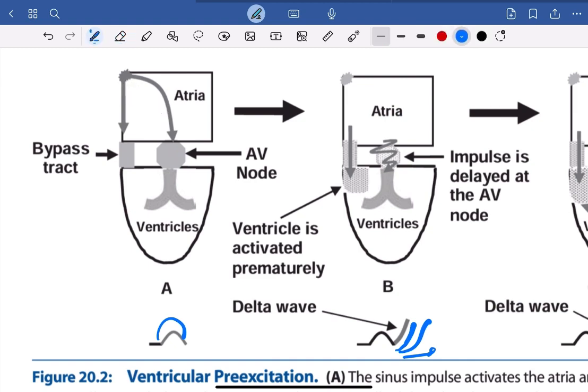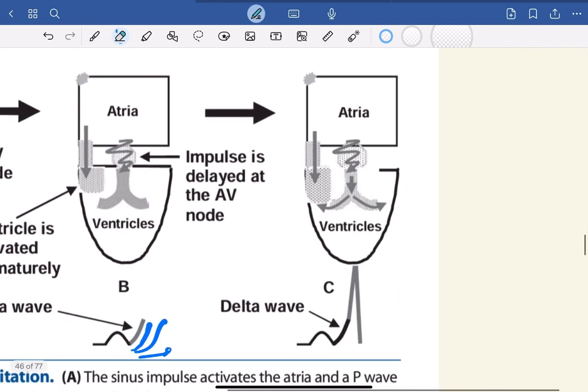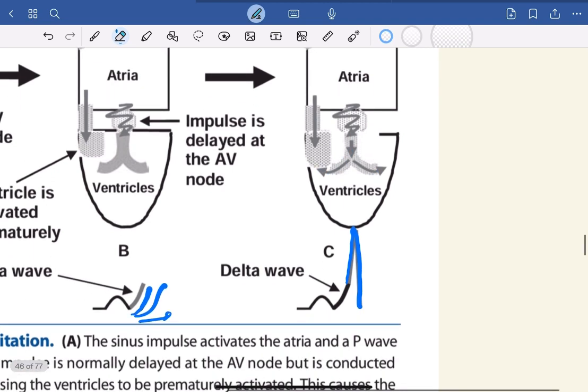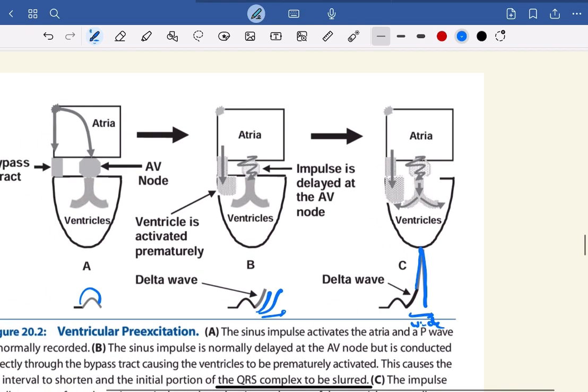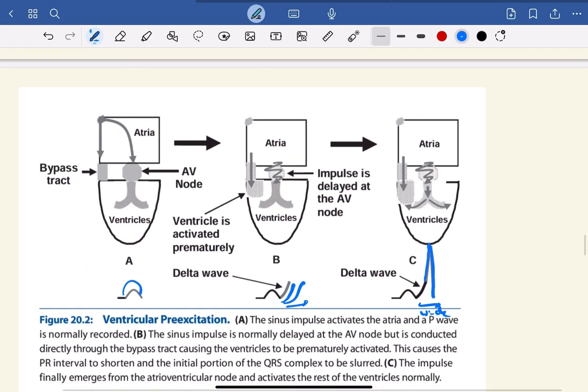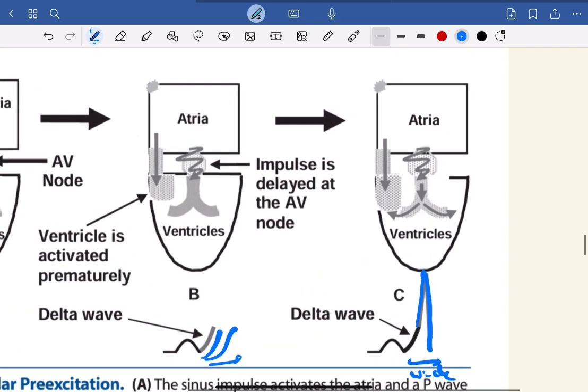So when the impulse from the AV node reaches the ventricles, it will cause the normal rest of the QRS. So in total, the QRS looks wide because of these delta waves. Next, this is how the impulse travels through the bypass tract and AV node.